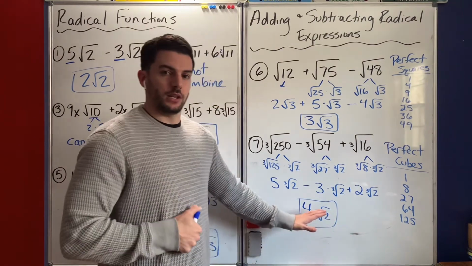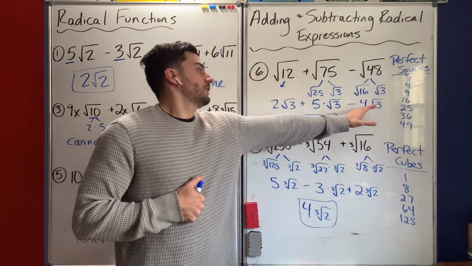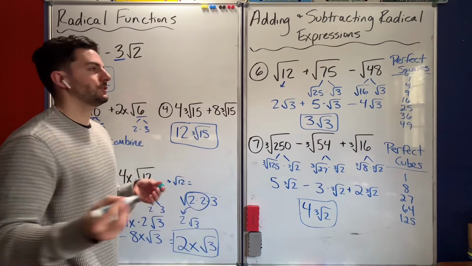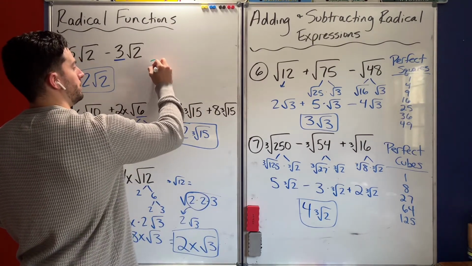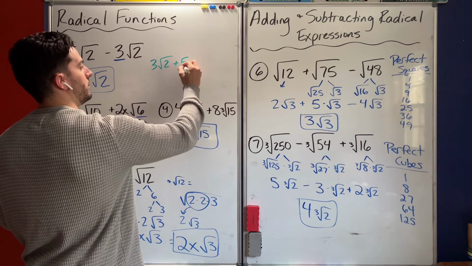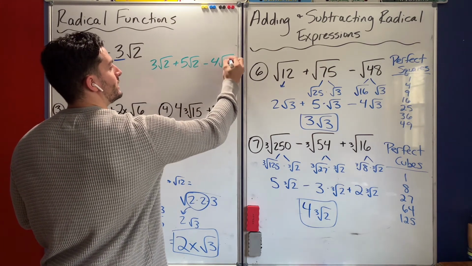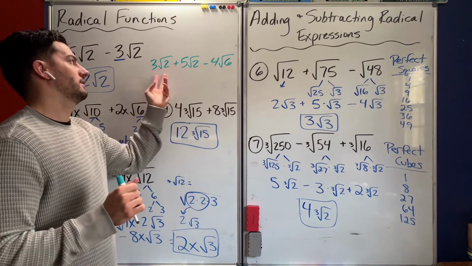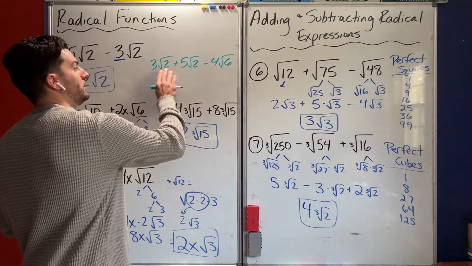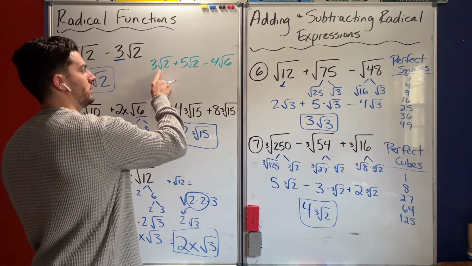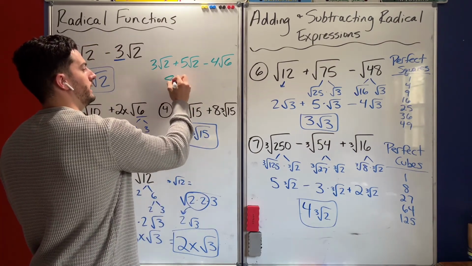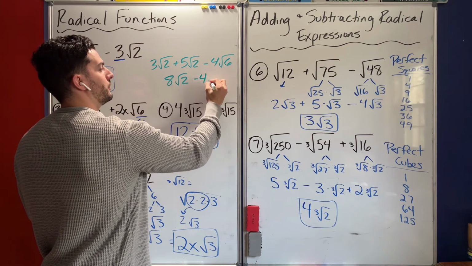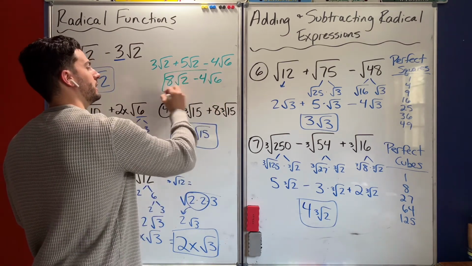Now, I just want to say one thing before I let you go. These 3 all end up matching for these problems. Sometimes they don't. Sometimes you're left in a situation where you might have like 3 times the square root of 2 plus 5 times the square root of 2 minus 4 times the square root of 6 or something like that. Just because one of them is different doesn't mean you can't add some of these. You can still add together the matching ones. So you can say 3 square roots of 2 plus 5 square roots of 2 gives you 8 square roots of 2, but then you just can't combine this one. So your final answer would be 8 square roots of 2 minus 4 square root of 6. And that would be it.